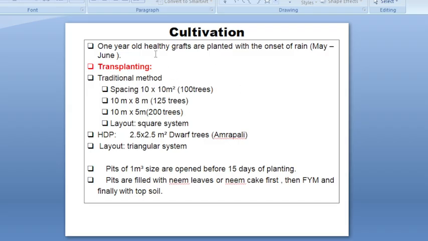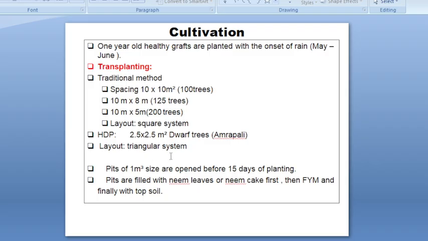We select healthy grafts that are 1 year old, and we can go for planting using different spacings. Like 10 by 10 meter means we can accommodate around 100 trees per hectare. In high density planting, by using the Amrapali variety, we can accommodate more, double of this.